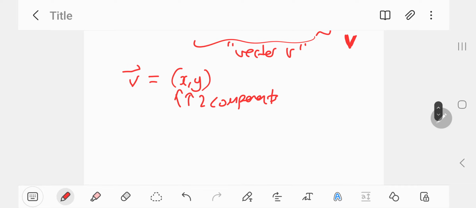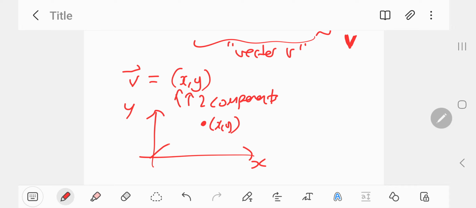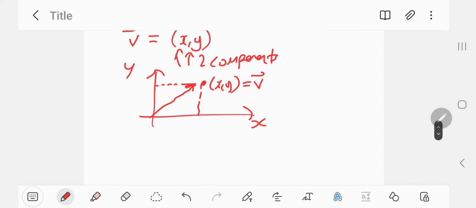And we can plot these two coordinates on a number plane, with y at the top and x at the bottom. Let's suppose we pick some arbitrary point here, (x, y). That's the vector v. It's an arrow, it's got a direction. Let's call that vector v. It's got some y component and some x component.